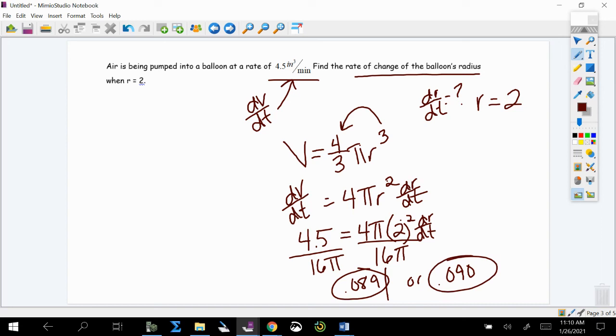Now my unit, since this is a radius change, is going to be inches per minute because that's how my radius is changing, specifically when my radius gets to be 2 inches. So that's a very basic introduction. We're going to go through more. I'll make more videos, but I wanted to start with the basics to make sure you're comfortable.